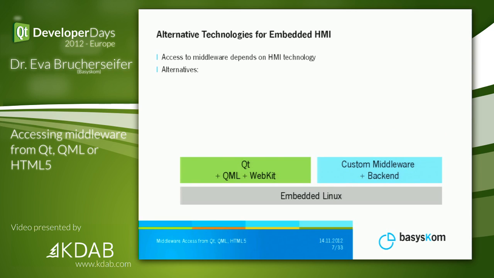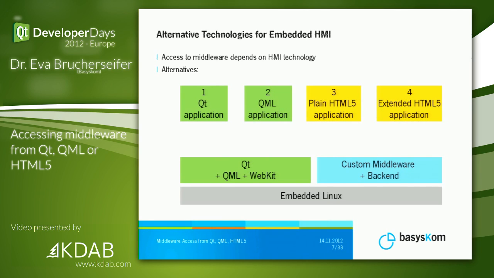So if you look into a typical embedded Linux system, we have, of course, the embedded Linux core. Then we have Qt, QML, and WebKit. I mean, here we are at a Qt conference, so this is the typical setup. And we have the custom middleware with a backend maybe that we want to access. Okay, so how can we do the HMI?